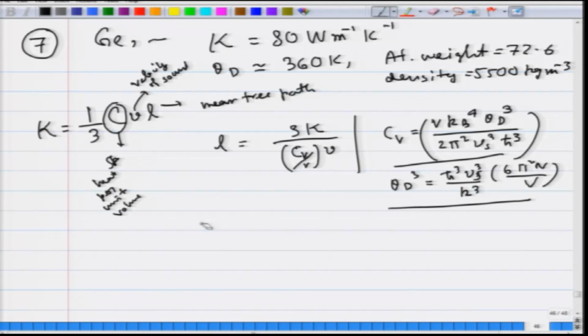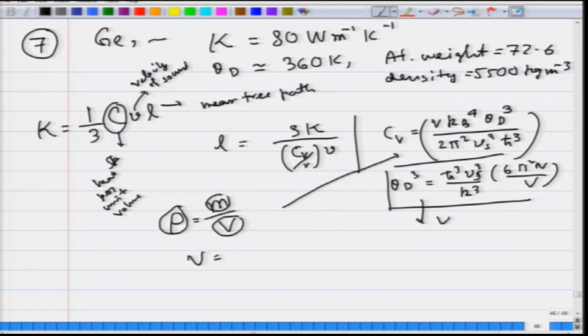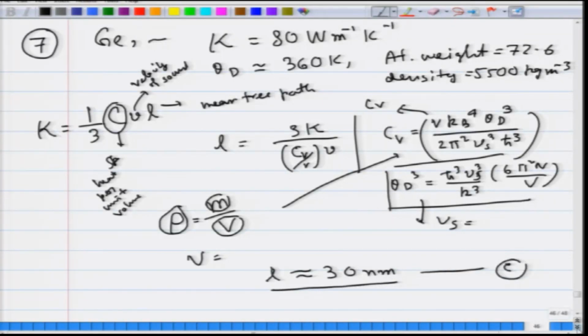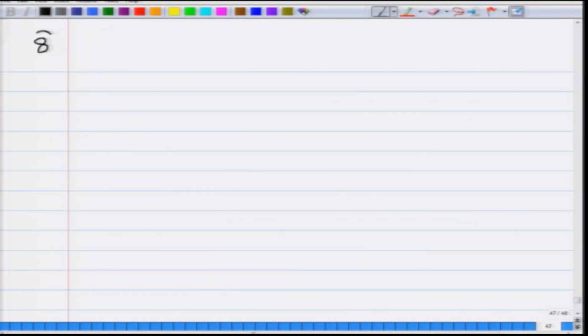We know that rho is mass per volume. So we have the mass from the atomic weight, and with the density we can calculate V. If we put in every value here, we can calculate mu s, theta D is given, and we will calculate the Cv by putting in the value of Vs. By putting them in we will see that L will be 30 nanometers. Just put the values and we will see. Moving on to the next question, question number 8.